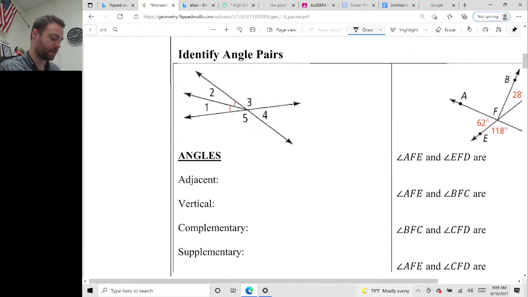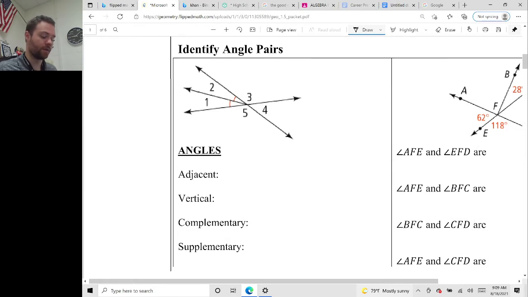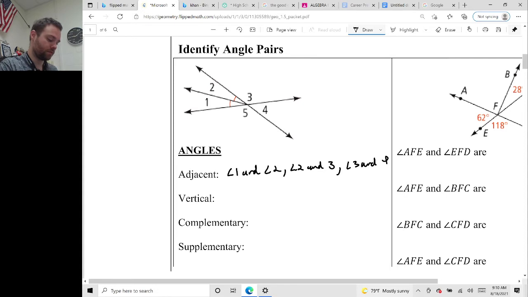Okay. So it says, identify angle pairs. Angle pairs that are adjacent. Well, they're right by each other. So angle 1 and angle 2 are right by each other. Angle 2 and 3, they're right by each other. Angle 3 and 4. Angle 4 and 5. And angle 5 and angle 1. They're all right next to each other.